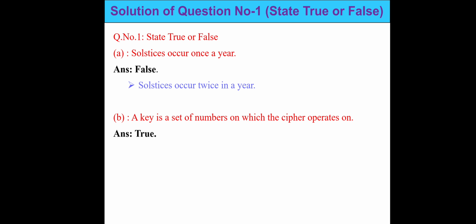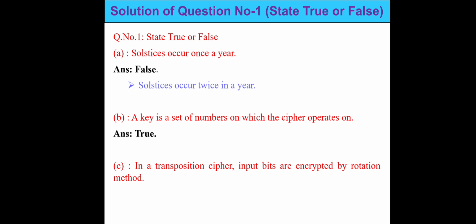Okay. So next question is in a transposition cipher, input bits are encrypted by rotation method. So this statement is false because in transposition cipher, input bits are encrypted by shifting each letter, not by rotation. So this statement is false. Next question is single mode fibers can carry light only in one path.